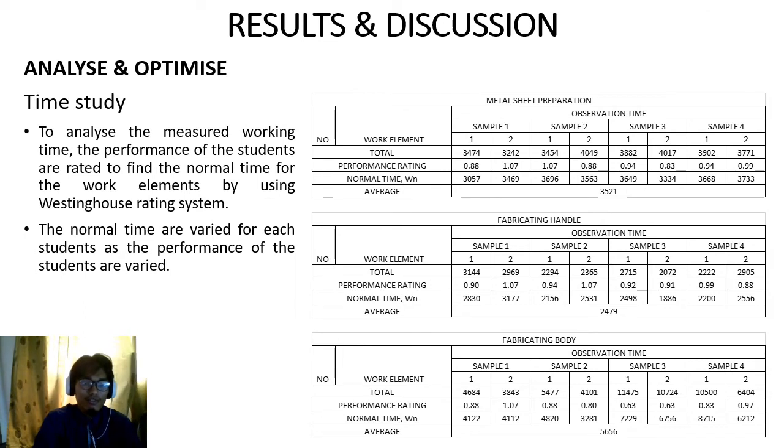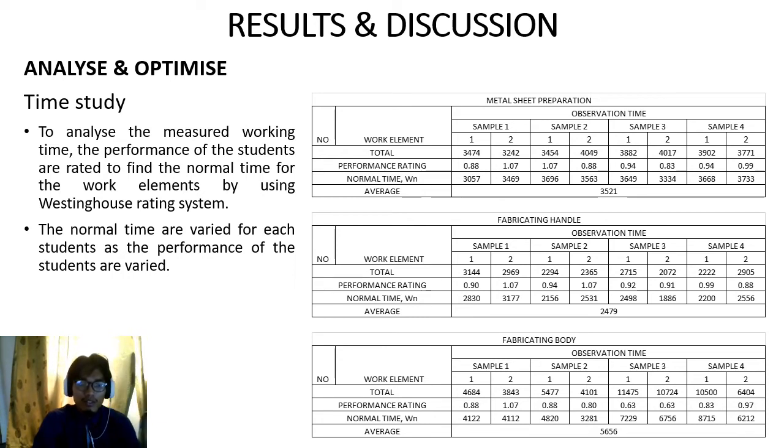Next are the results for the analyze and optimize phase. In the time study, to analyze the measured working time, the performance of students is rated using the Westinghouse rating system to calculate the normal time. This table shows the normal time and the performance rating for each student.